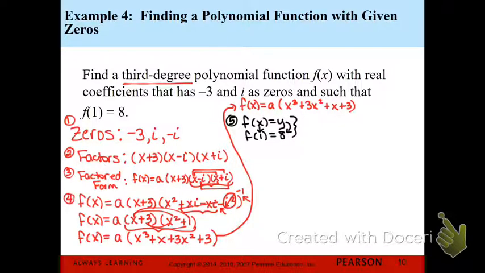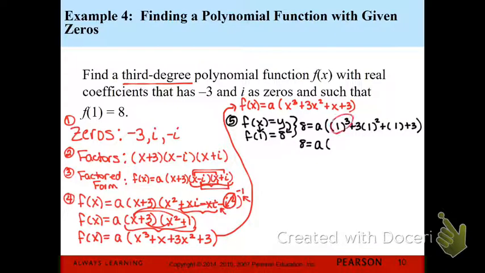Alright, so f of x equals, that's y equals, so I get 8 equals, we don't know a, times, and I'm just going to set up a skeleton and then go back and plug in my x's. So x cubed plus 3x squared plus x plus 3. That is a lot of parentheses. And we're plugging in 1.